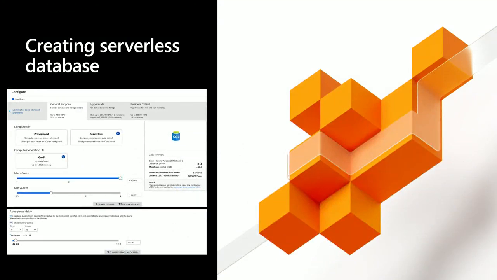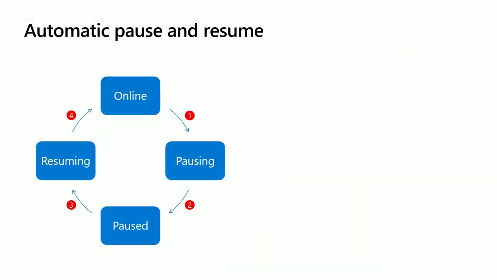Okay, so we saw how to create a serverless database and all the different options through PowerShell and through the portal. Now let's talk about the second characteristic of serverless, which is automatic pause and resume. This cycle shows the different states the serverless database can be in. The first time you create it, it goes to the online state, and then your auto pause delay kicks in, which is when your idle time timer starts. Idle time is measured when there are no user sessions connected to your database and the CPU usage is 0. That's when we start the idle time clock.